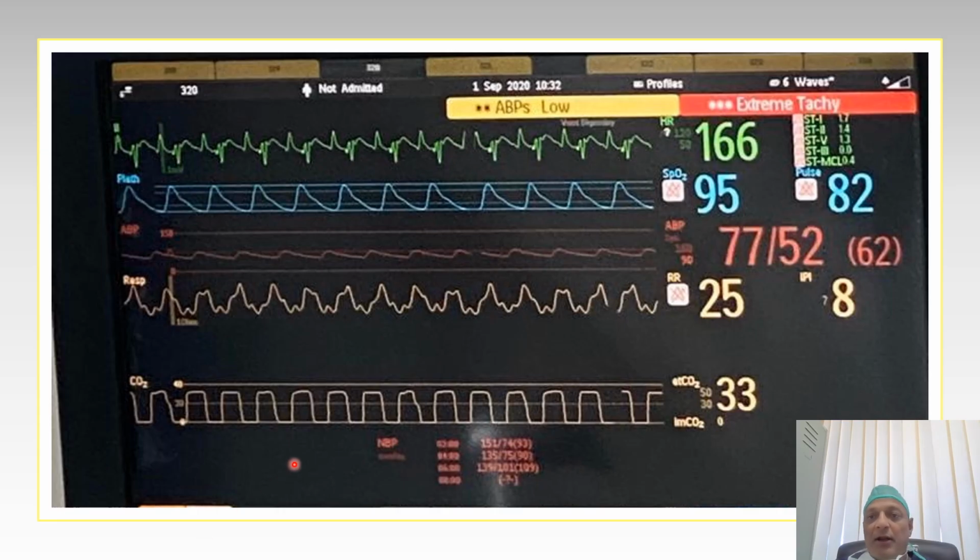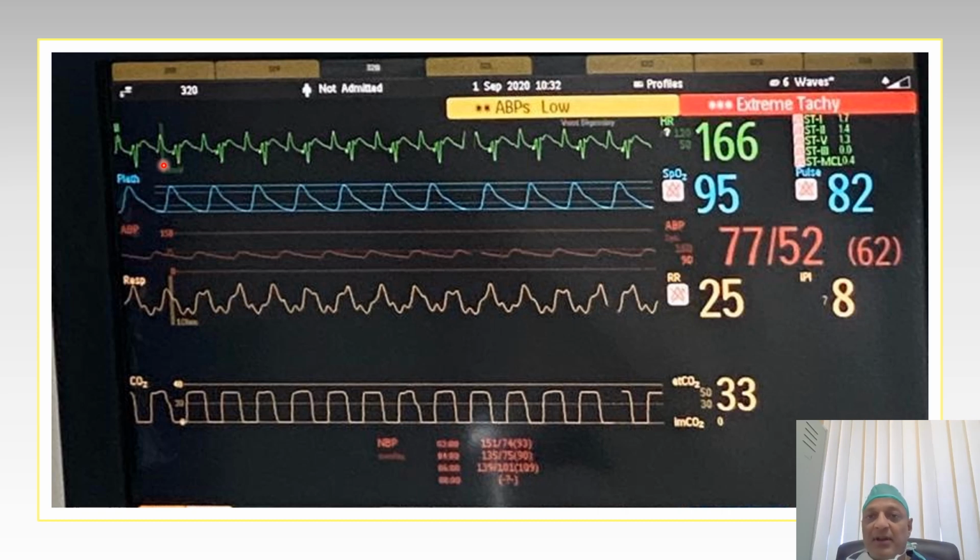Now look at the cardiac monitor again. Here is the heart rate and this is the pulse rate. This pulse rate is sensed by the pulse oximeter, and if we look at the ECG, this is the ECG lead second. This is negative deflection and this is positive deflection. Positive deflection is at regular interval. In the similar way, negative deflection is also at regular interval.